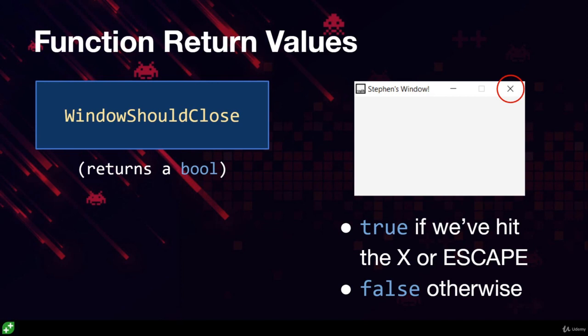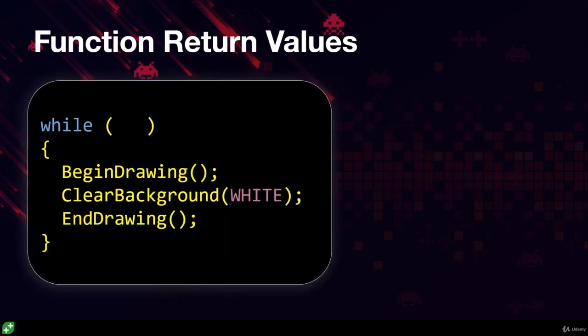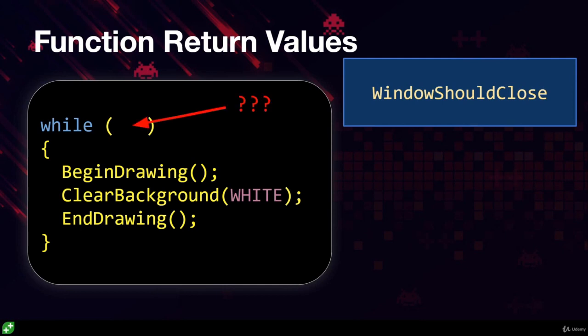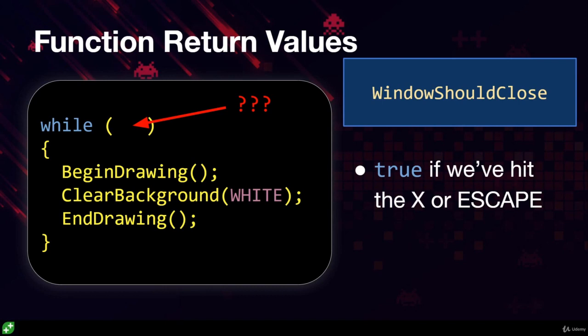So most of the time, windowShouldClose should return false because we usually don't press the X or the escape key. It's only when we want to close the window that we press these things. So until that happens, windowShouldClose will always return a value of false. But we've got a while loop that will keep our window open as long as the loop condition evaluates to true. So I want you to think for a second, how can we use the function windowShouldClose in our loop condition? Remember, windowShouldClose returns true if we've hit the X or the escape key.